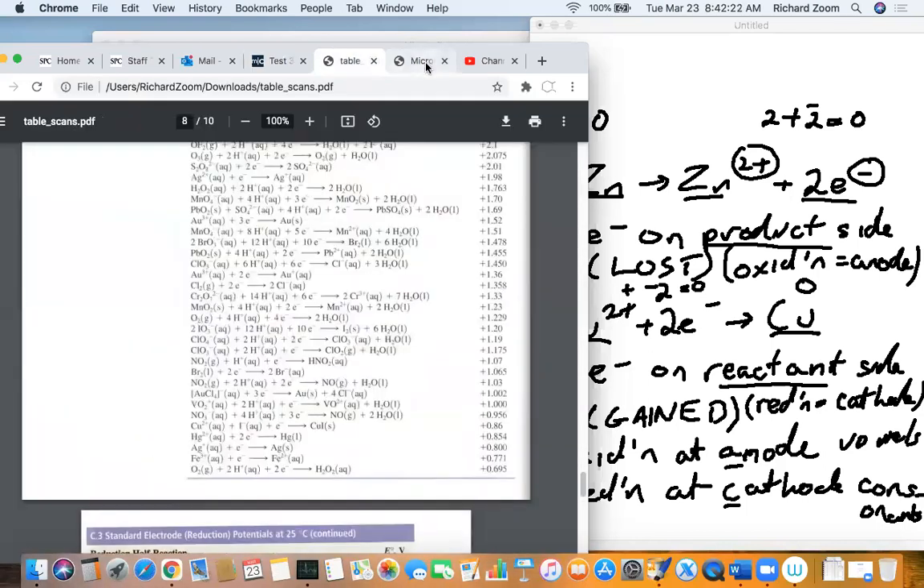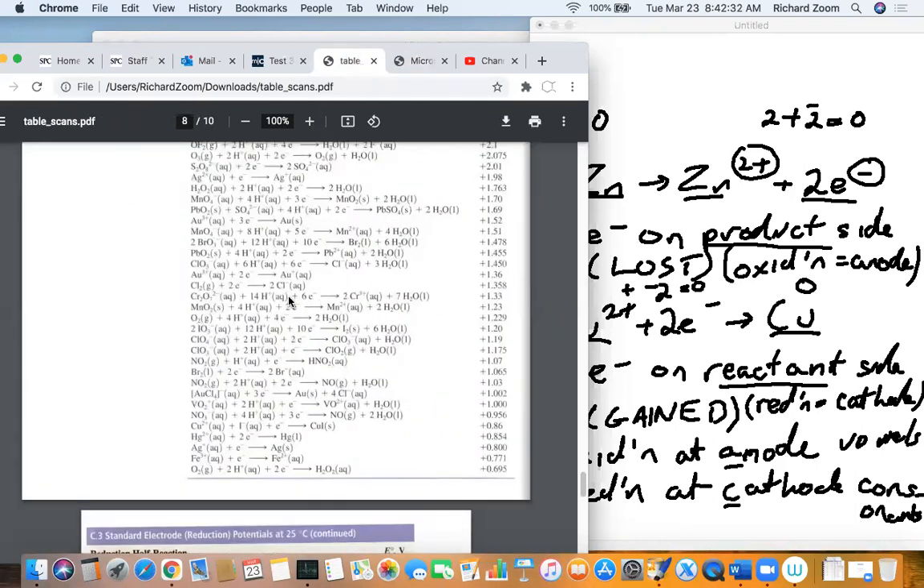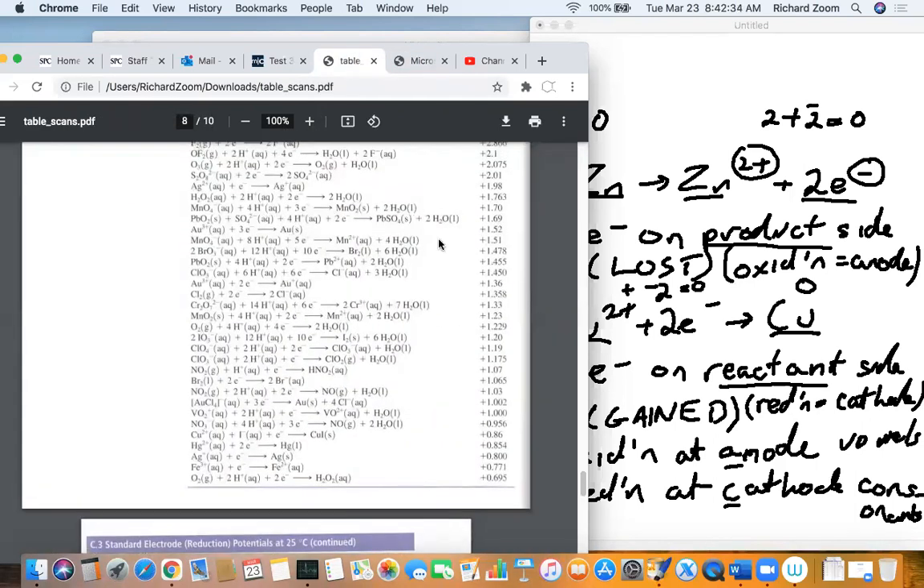What are we looking for? MnO4 minus, H plus, and Mn2 plus. Okay. Now this one here, MnO4 minus, H plus, Mn2 plus, that's the one we want. There's another one up here though that looks a bit similar, MnO4 minus, H plus, MnO2, but that's different, because we're looking for the one with the Mn2 plus.